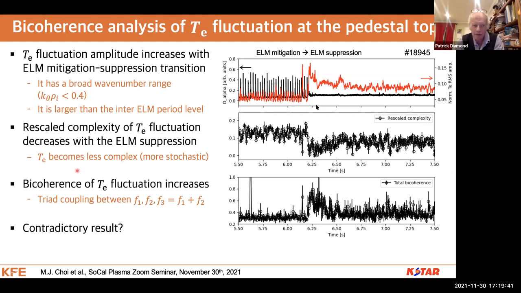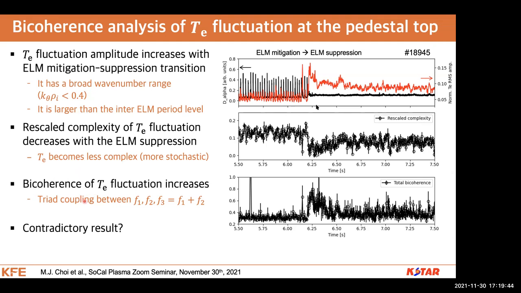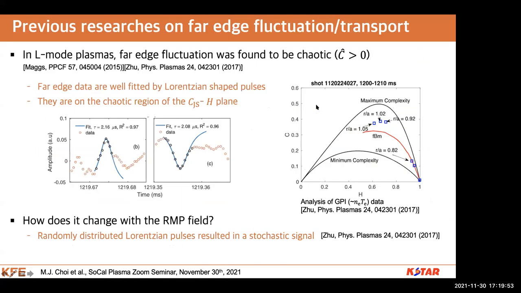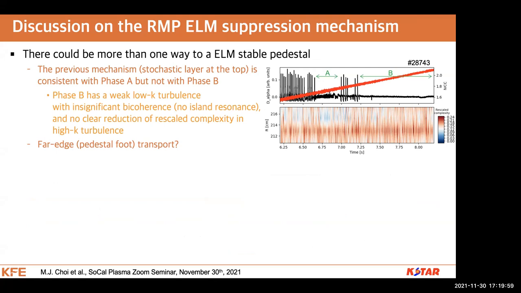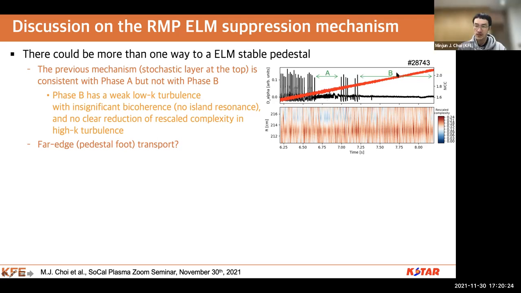Okay, thanks. Next questioner is Zeyu, please. Thank you for the very interesting talk. I'm particularly interested in the last slide you showed about phase B, where you didn't show a decrease in the rescaled complexity, but if I heard it correctly, you said the bicoherence is increased. So did you have any measurement about where the bicoherence is increased, like still at the pedestal top, or something like the pedestal peak gradient region?